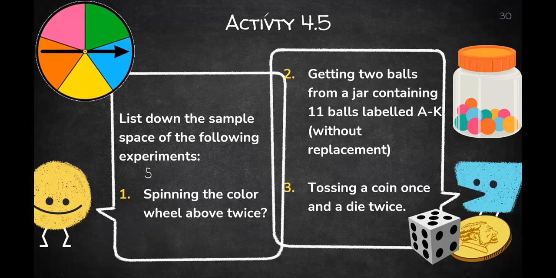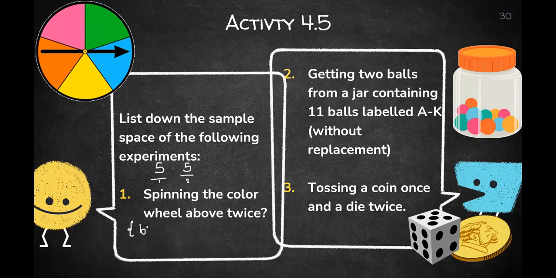And sa pangalawang spin, oops, wait lang, let me change this one. Again, sa unang spin, I have 5 choices. Sa pangalawang spin, I still have 5 choices. Hindi naman tinanggal eh. Hindi naman pinagbawal na umulit, no? So, let's list it down.